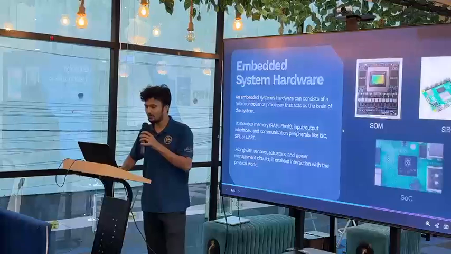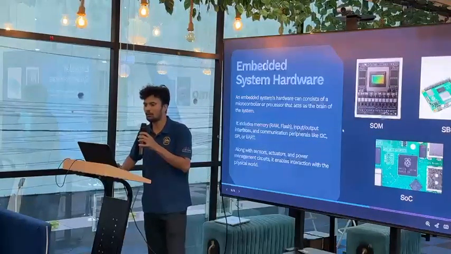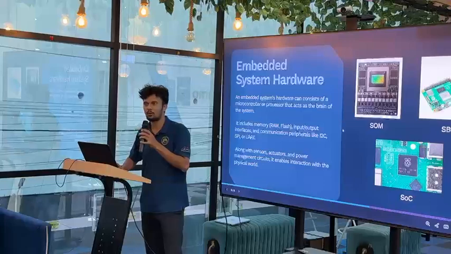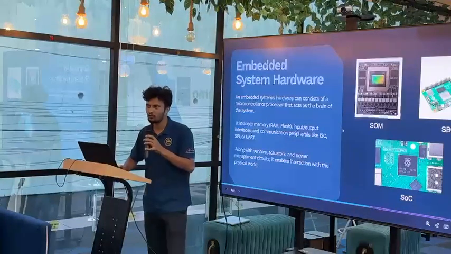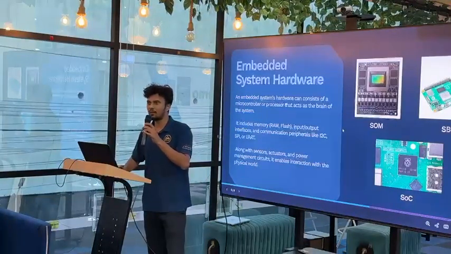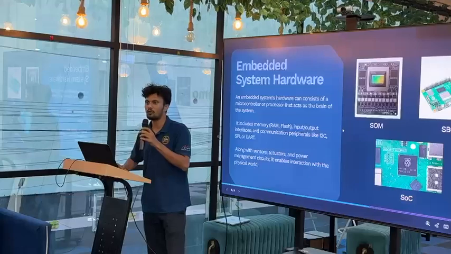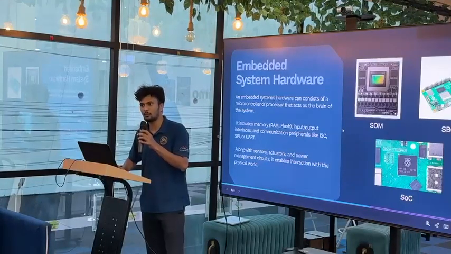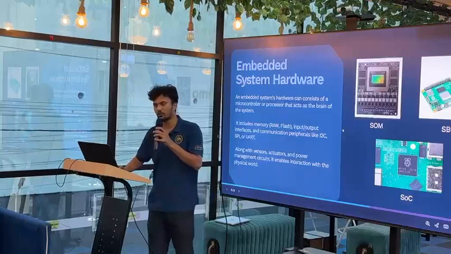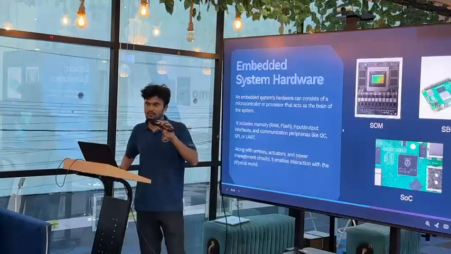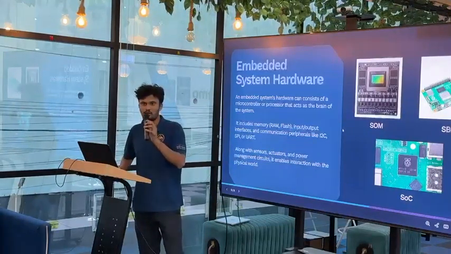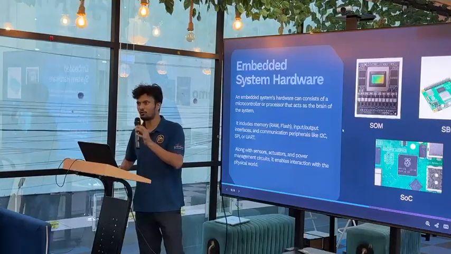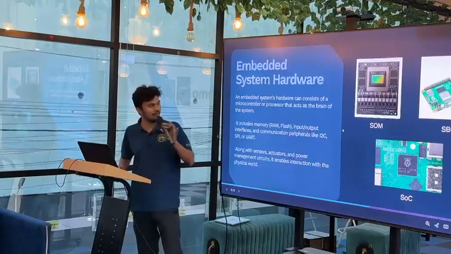So I'll just give you a small heads up on what embedded system hardware looks like. You'll have something called a SOM, which is a system on module, where in a single module you'll have a CPU, RAM, ROM, and a processor and memory as well. And you also have something called a single board computer. Within the single board computer, you'll have something called a system on chip. In that system on chip, you'll have all the RAM, processors, microcontrollers built within a single chip.